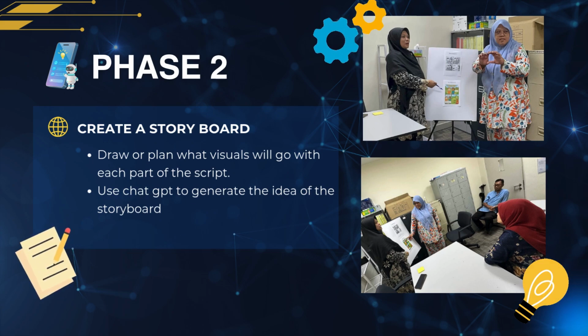For example, if the script says the sun gives us energy, we can draw a picture of the sun shining on a house. Don't worry if you're not good at drawing. Just simple sketches are okay.